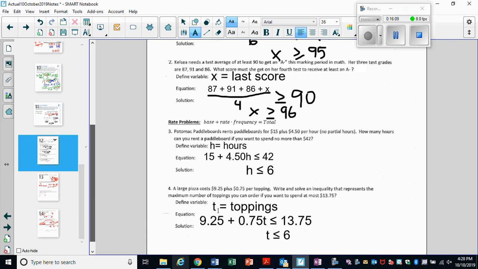Similarly, number 4, your base was $9.25 plus 75 cents per topping, 0.75 times T, less than or equal to $13.75. Again, subtract $9.25 on both sides. You would have wound up with 0.75 times T, less than or equal to $4.50. And we divide both sides by 0.75. T is less than or equal to 6.